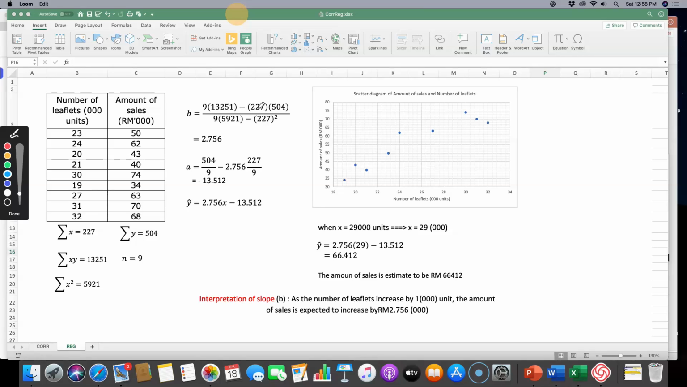Always take 4 decimal places for regression and correlation value. Once I have calculated for B, I move to calculation for A. Substitute the information in the formula, and then I obtain the value of A. So once I have this information from Y hat equals A plus BX, you extract here and key in that formula. So this is the regression line value.